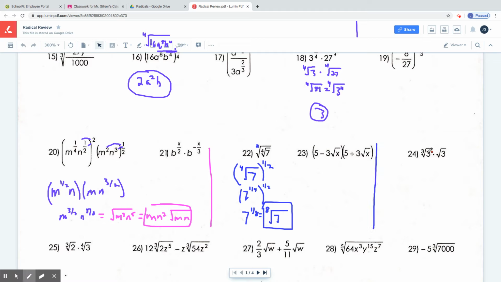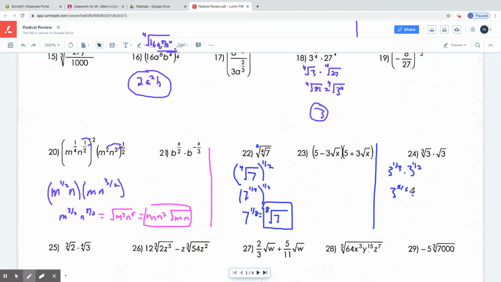All right, cube root of 3 times the square root of 3. They're not the same root, so you cannot just multiply them 3 times 3. You've got to rewrite them as rational exponents. So it's 3 to the 1/3 times 3 to the 1/2. Since I have the same base, I add 1/3 plus 1/2, which is 2/6 plus 3/6, which is 5/6. All right, so I added 1/3 plus 1/2.